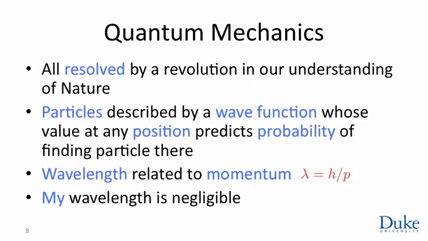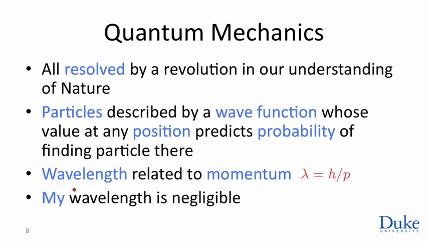And all of this is resolved over the course of the teens and 20s of the 20th century by a beautiful and to this day somewhat puzzling theory called quantum mechanics, which leads to a complete revolution in our understanding of nature. This is the first time that we go way beyond anything Newton could have imagined, let alone written down. And this is modern physics, as we call it, 20th century physics.